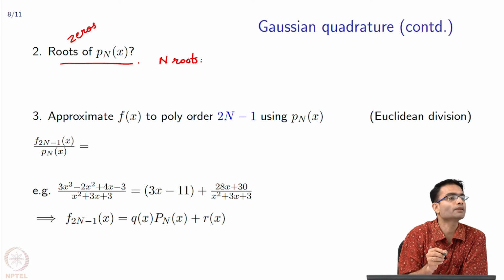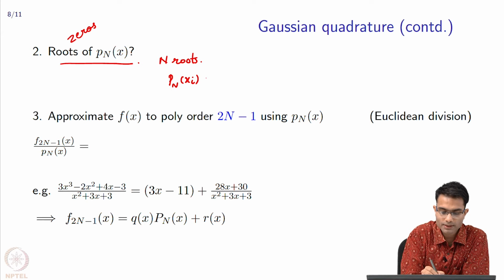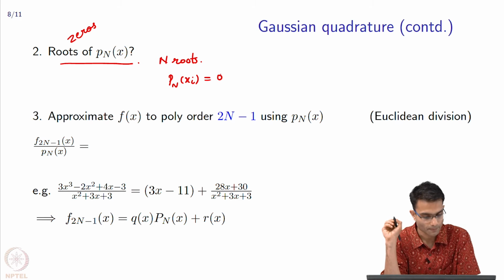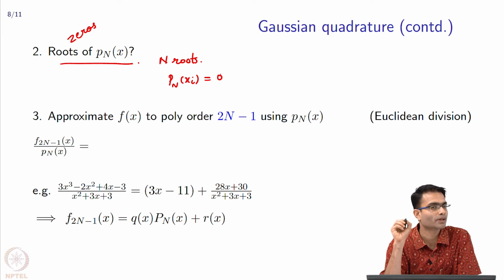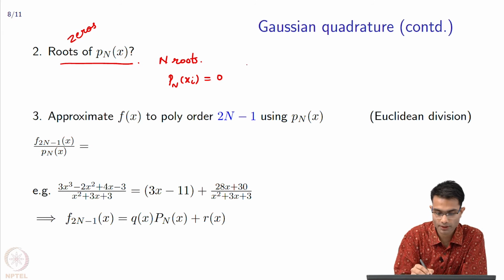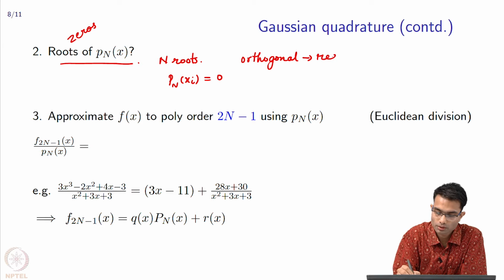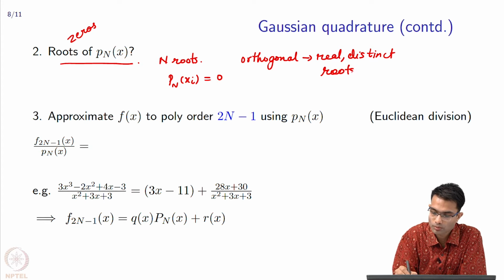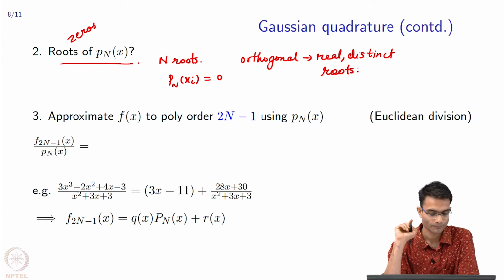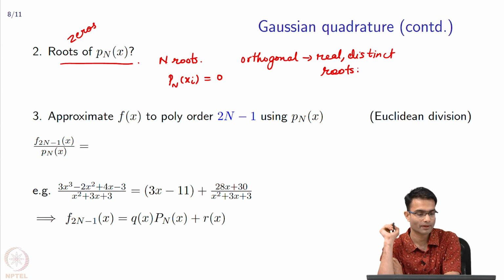By roots, what do I mean? The places where the function goes to 0, right. So, p_n(x_i) is equal to 0, fine. There is a nice theorem from numerical analysis which we will not prove over here, but it says that for orthogonal polynomials, the roots are always real and distinct. We will just use it. So, for orthogonal polynomials, real and distinct roots.